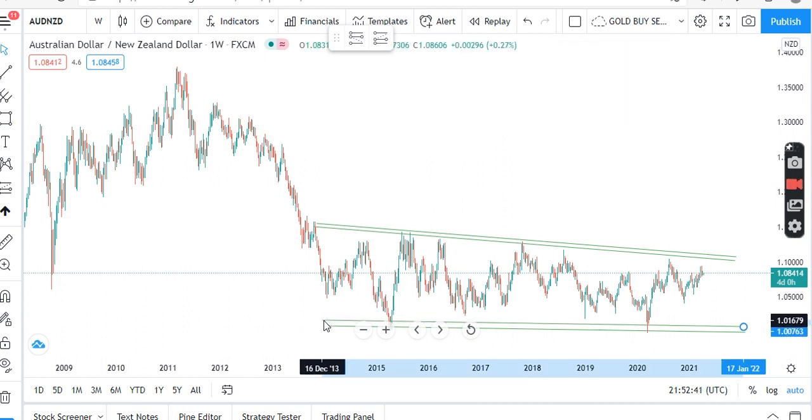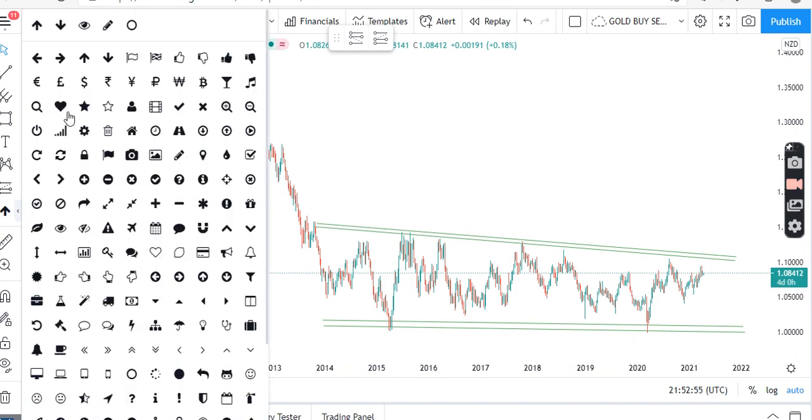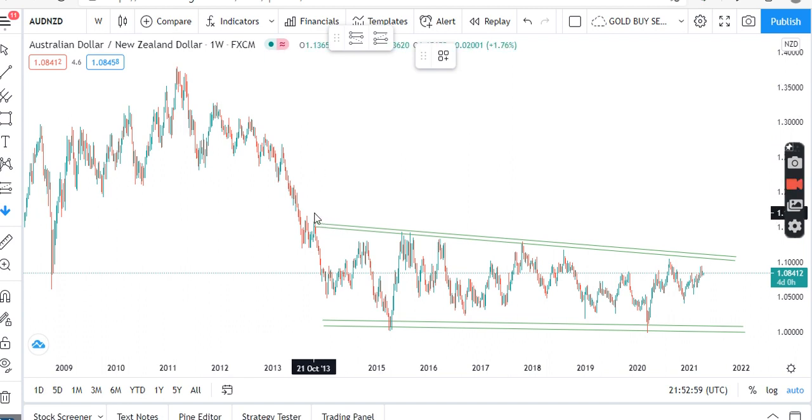So okay, what's the next step here? What you can actually notice is that price at some point came there, price came there, so price came here.